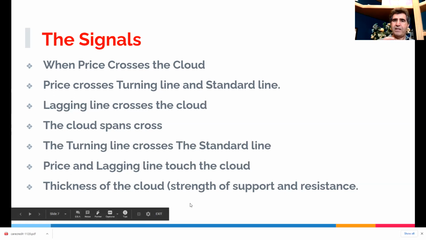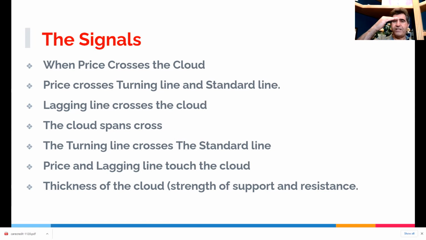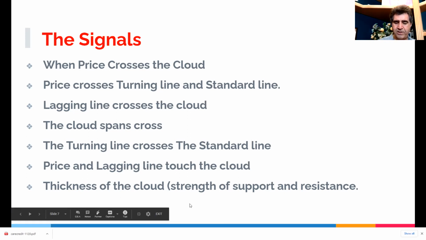Also, I've mentioned that the thicker the cloud, the stronger the support and resistance will be. We will look at that as well, as far as how to interpret that.